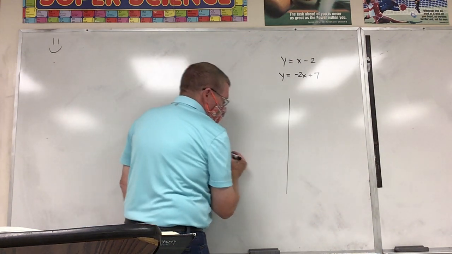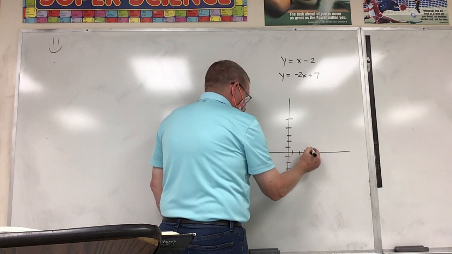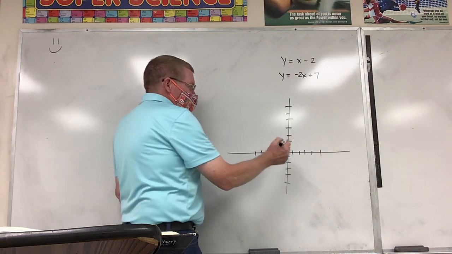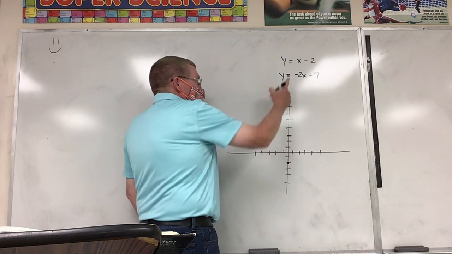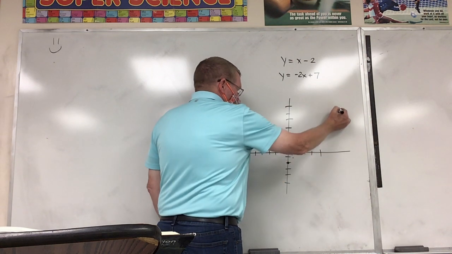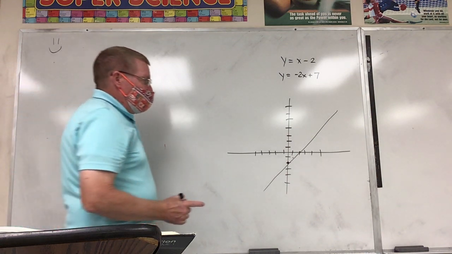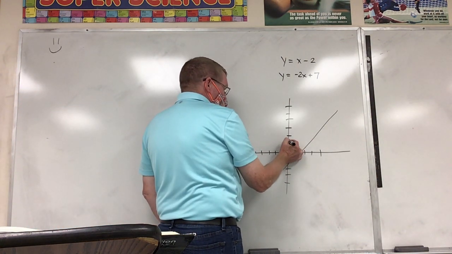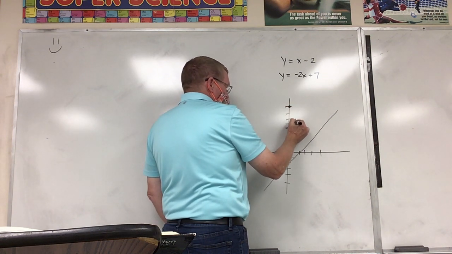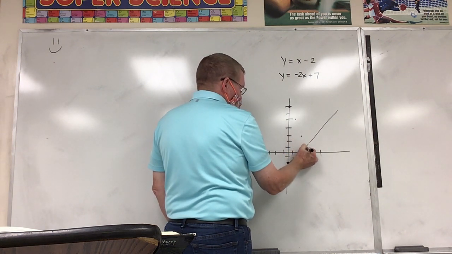Draw my graph. All right, first one, my y-intercept is negative 2, so I'm going to cross at negative 2. And my slope is 1, so it's going to go up 1 and across 1, up 1 and across 1. Okay? My next one starts at 7, comes down 2 and across 1, down 2 and across 1, and down 2 and across 1.